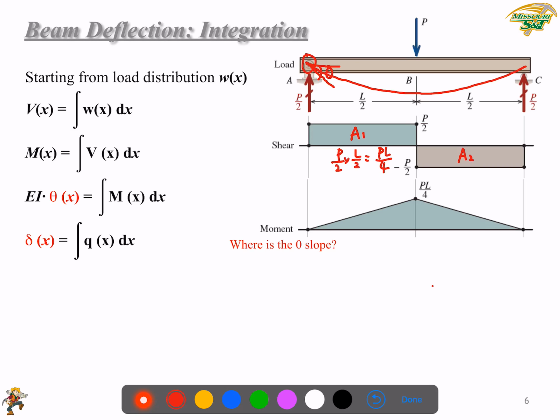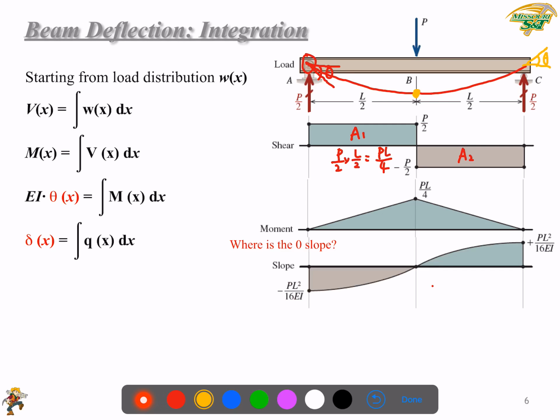How about here at the right-hand side at point C? This is the tangent direction, compared with the original direction. You have theta here. It's not 0. So where do you have 0 slope? Well, the answer is here. At point B, you will have 0 slope, and you have maximum slope at point A and point C, the two supports. So after you do integration, you will get a second order distribution curve, as shown here.